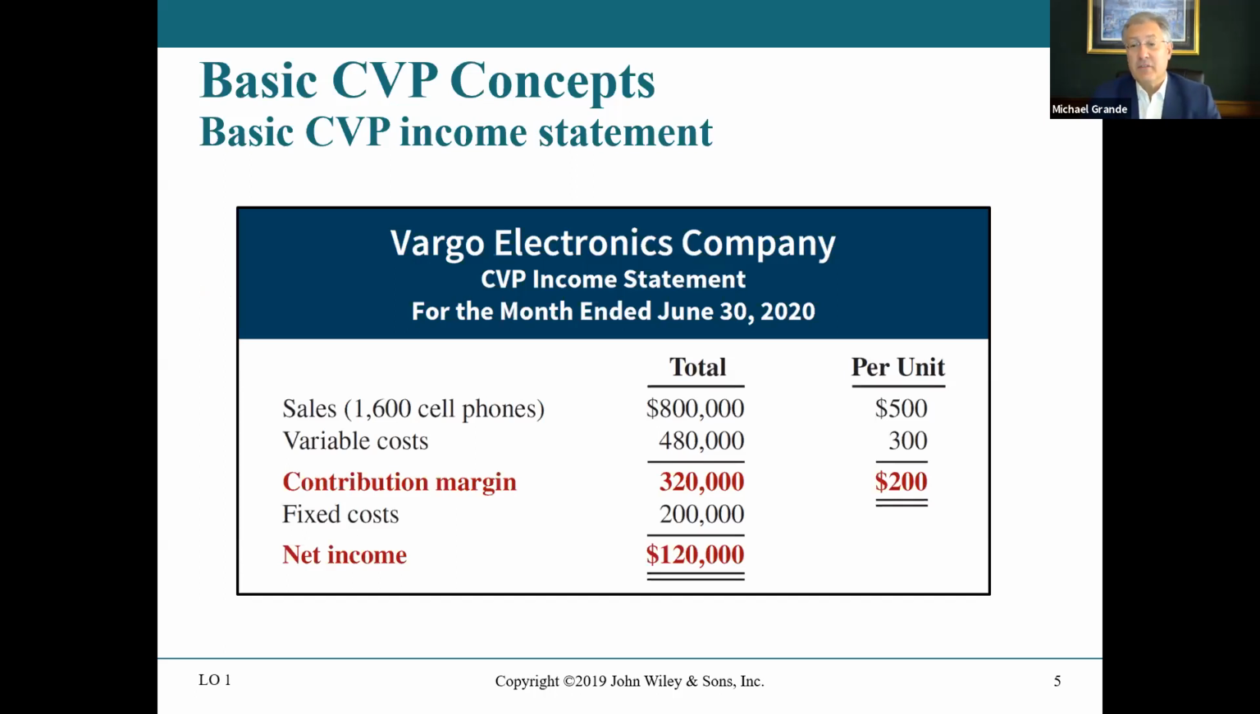So here's an example. This is Vargo Electronics, and it's for the month ended June 30th, 2020. They are currently selling 1,600 cell phones, and their selling price per unit is $500 per unit. Their variable cost per unit is $300 per unit. Consequently, their contribution margin per unit is $200. Their fixed costs are $200,000, and they have $120,000 of net income when they sell 1,600 units.